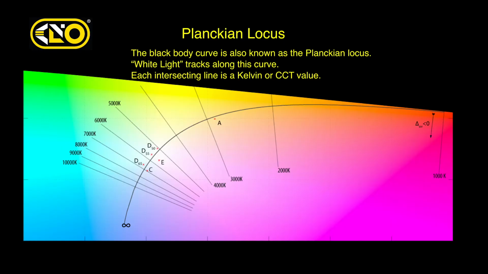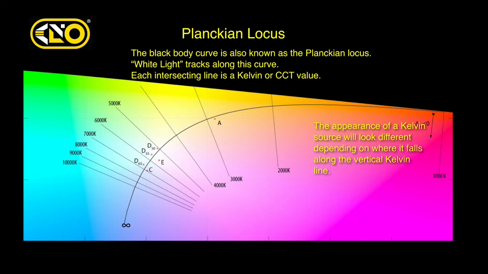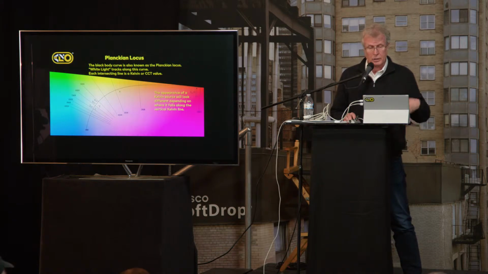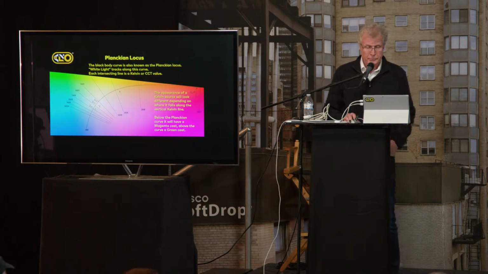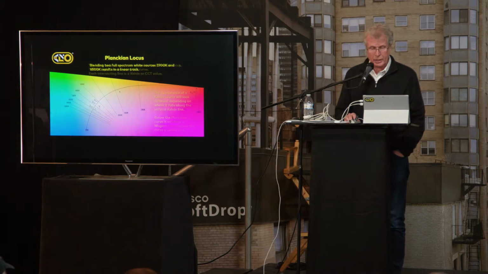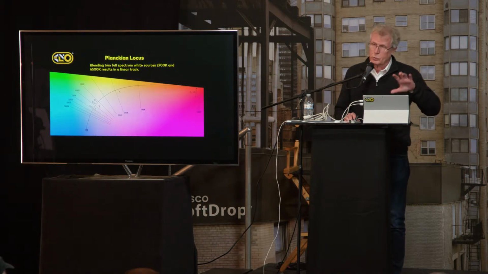We need to understand what the Planckian locus is. The black body curve, also known as the Planckian locus, developed by Max Planck. White light tracks along this curve. Now, above the curve, it'll be looking kind of green. Below it, it falls kind of magenta. Any one of those vertical lines you see there is a Kelvin. So your color point can fall anywhere on that vertical line and be true to the Kelvin. But depending on where it falls above or below, you're going to see it as either a magenta or a green cast.